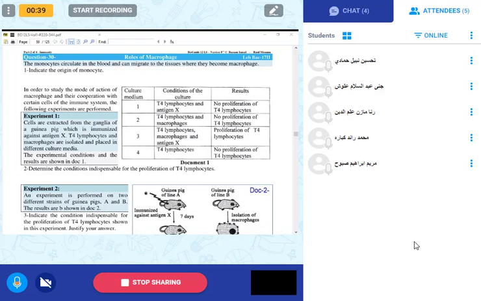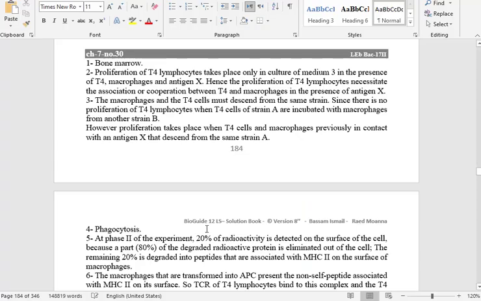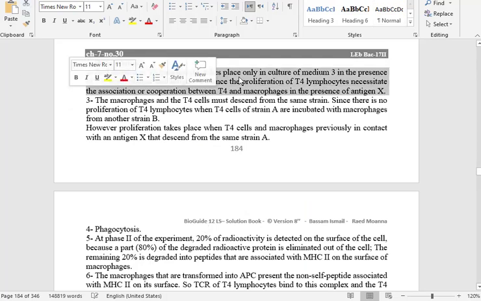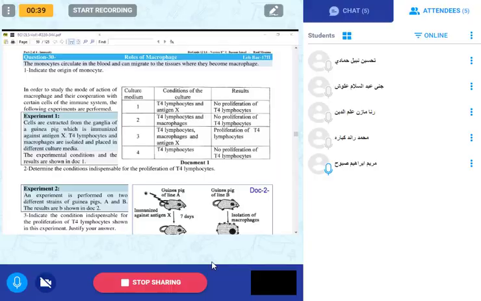Okay, who can help us? Where do we see proliferation? We see proliferation only in culture medium 3. Where... أستاذ, sorry? مدري شو صار باللابتوب. Okay, ما مشكلة. So in which culture medium do we have proliferation? In the third culture medium, where we have macrophages, T4 and antigen X. فإذا we need both of them. Yes. Okay, we need both of them.